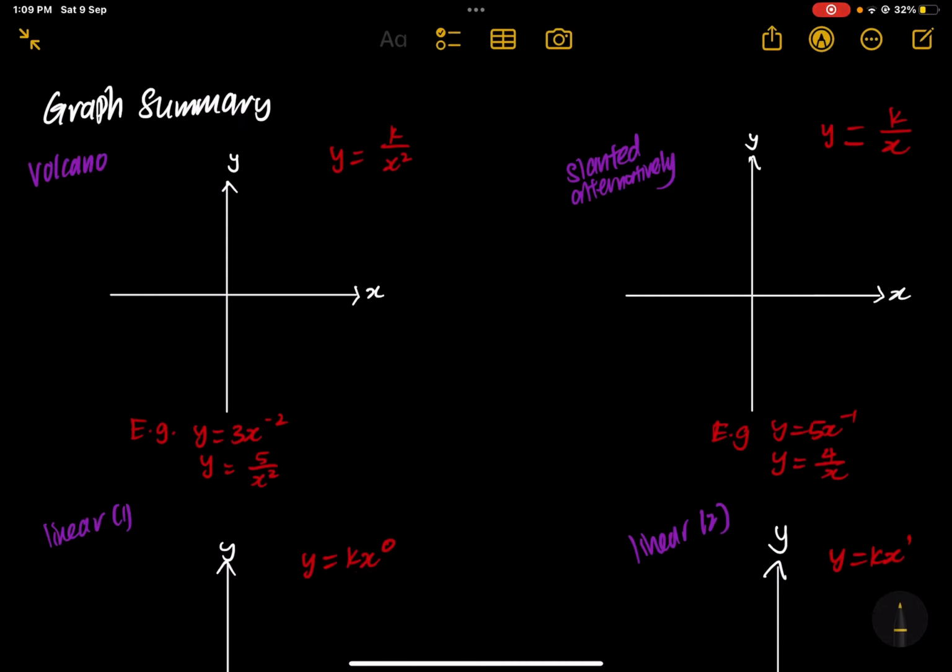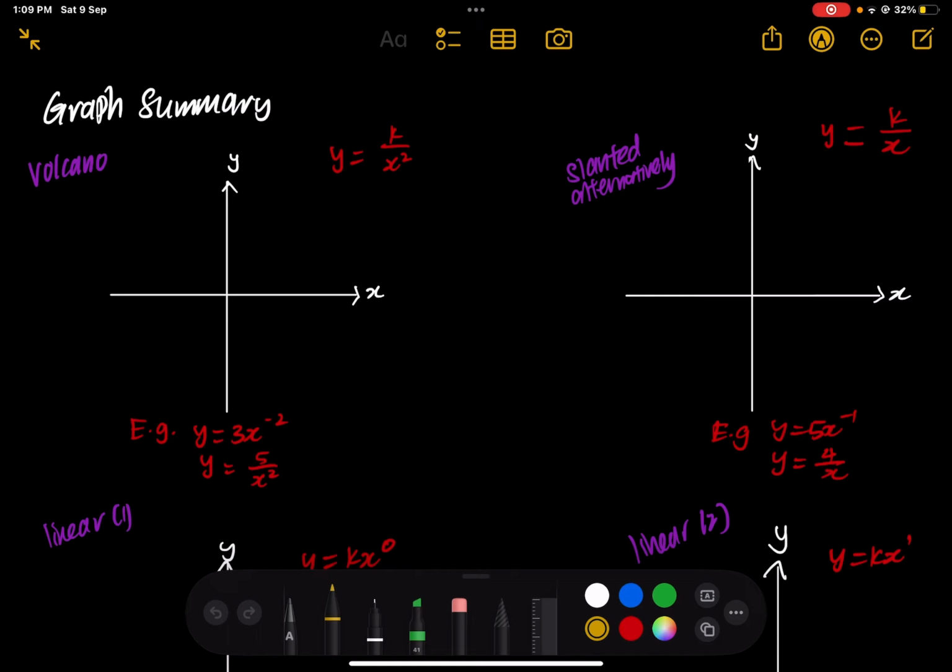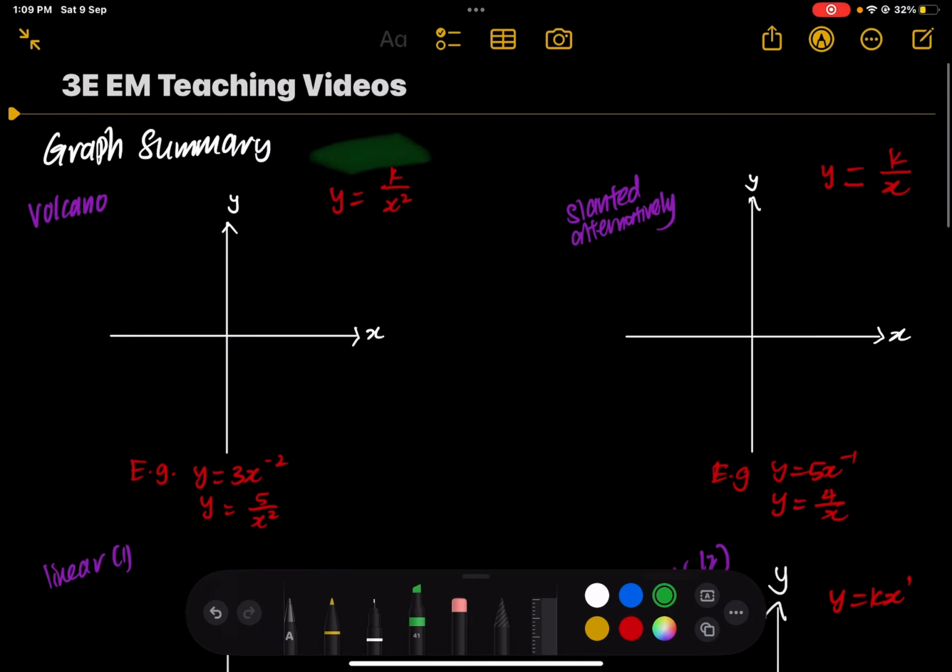This is a summary of graphs. Okay, the very first graph we're going to do is a volcano graph. When you have y equals to k over x squared, when your denominator is x squared, you will draw this graph. So it's going to be Mount Fuji. Draw nice Mount Fuji.